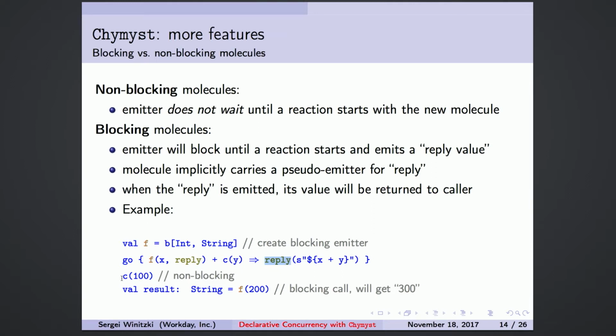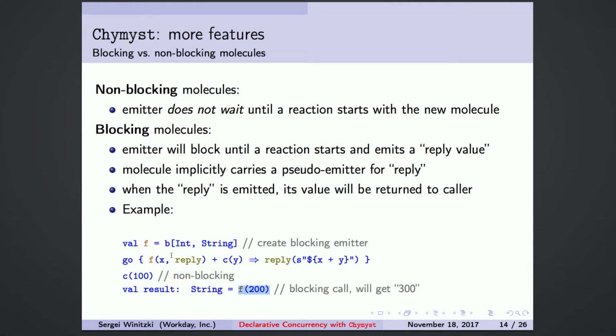So here's how we would use that. You would emit c with value 100, and then you would emit f with value 200. Then you have c and f. This reaction can start. x will be 200, y will be 100. This will be 300. The string 300 will be on the reply, and that magically will be the result of this blocking call.